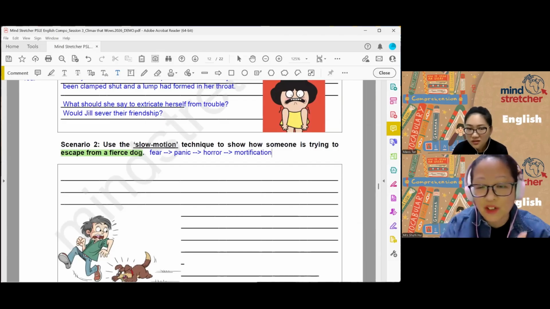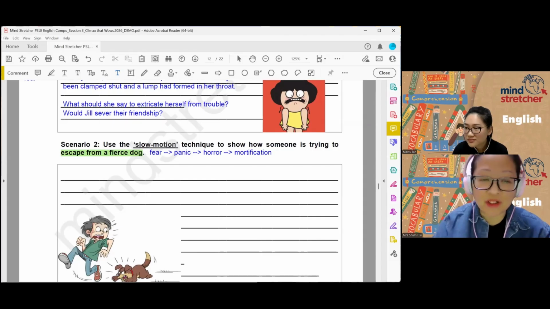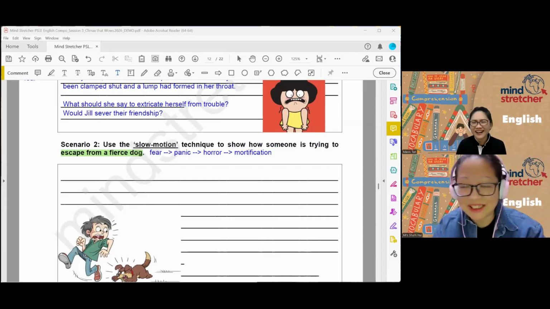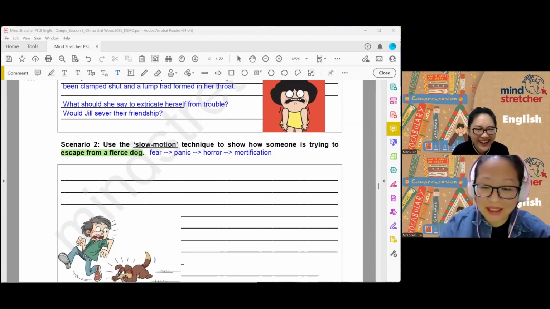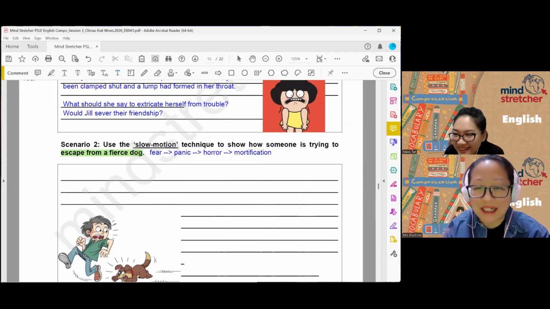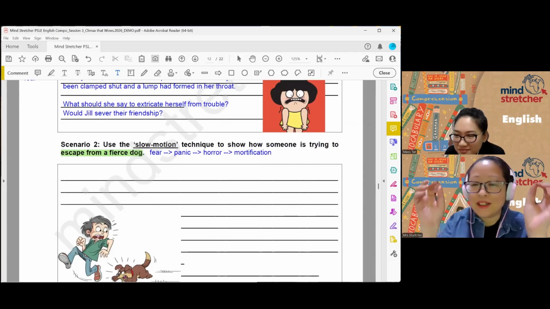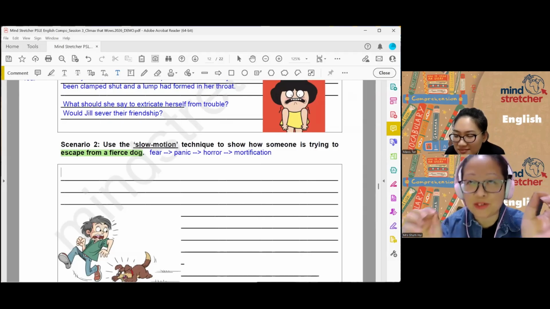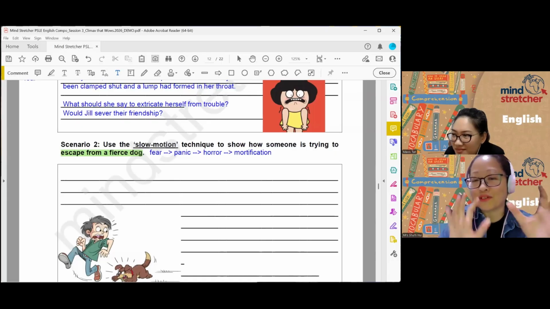So to cut this short, those who are very sloppy with this just say, the dog kept on chasing me and I kept on running. I ran for my life. Okay, so running for your life is not descriptive. What does it mean by running for your life? So again, you have to slow motion this.